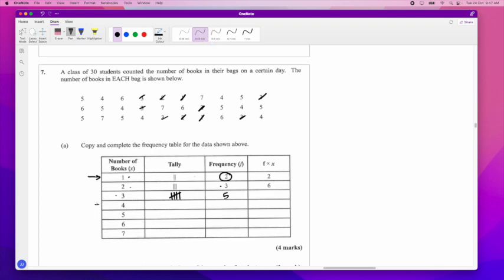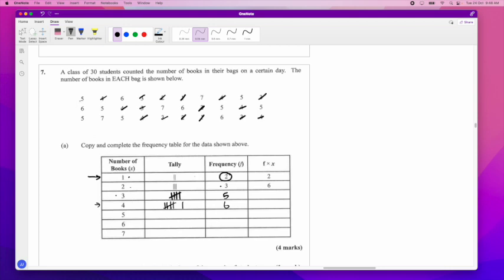Number of people with 4 books in their bag. Well, let's see. 1, 2, 3, 4, 5, 6. So apparently we have 6 people with 4 books in the bag, I would hope. So how we write that in a tally? 1, 2, 3, 4, 5, 6. And that's 6 people.